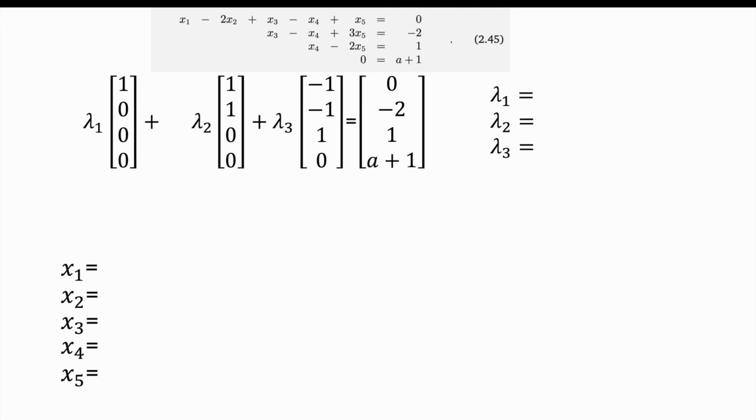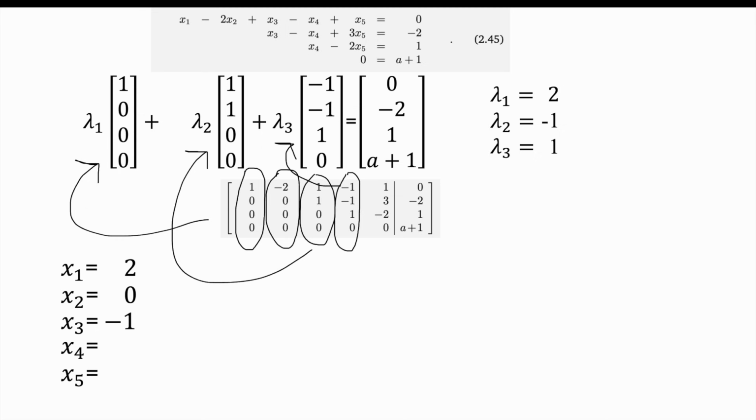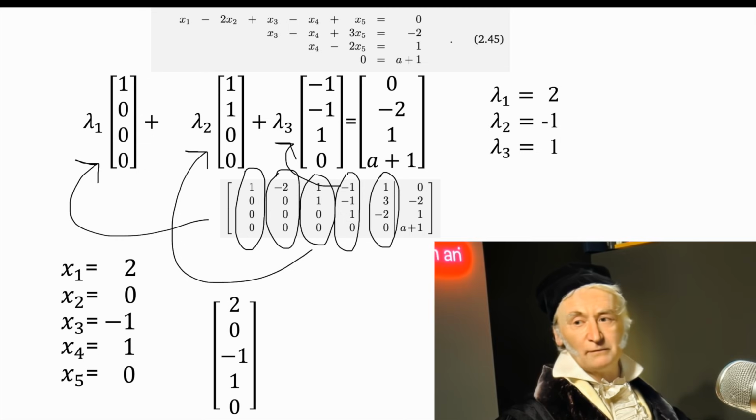You see, when we bring back our solution matrix, x1 is going to be whatever we multiplied column 1 by, which is lambda 1. x2 is going to be whatever we multiplied the second column by, which in this case, we didn't multiply by anything, so x2 will be 0. The third column was multiplied by lambda 2, so x3 is lambda 2. The fourth column was multiplied by lambda 3, so x4 is lambda 3. The fifth column was not multiplied by anything, so x5 is 0. So here's our solution, minus 2, 0, minus 1, 1, and 0.